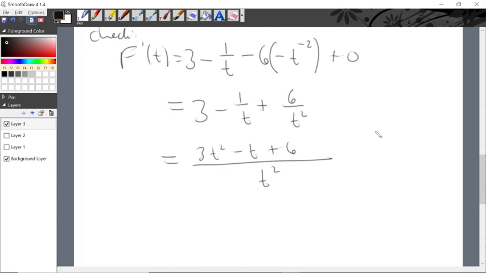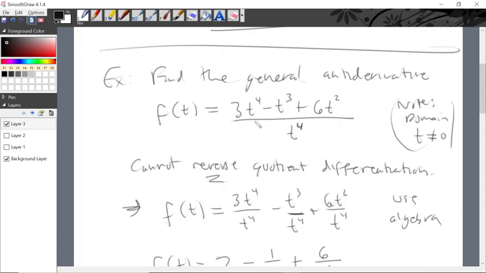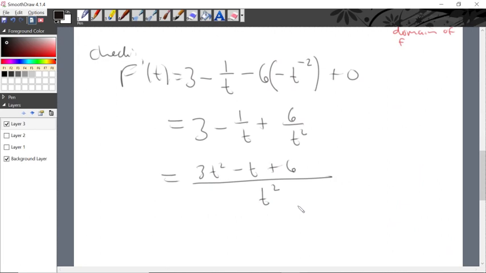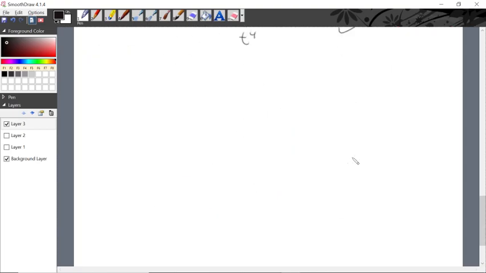Is this equivalent to what we started with? Well, what we started with, we had t to the 4th, t to the cubed, t squared, and t to the 4th on the bottom. If we multiply top and bottom now by t squared, we get 3t to the 4th minus t cubed plus 6t squared all over t to the 4th. And that does match with what we started with. So we did find the antiderivative.